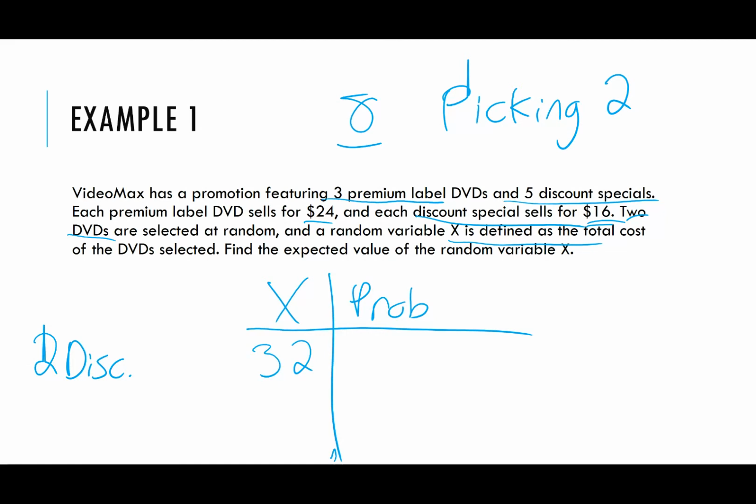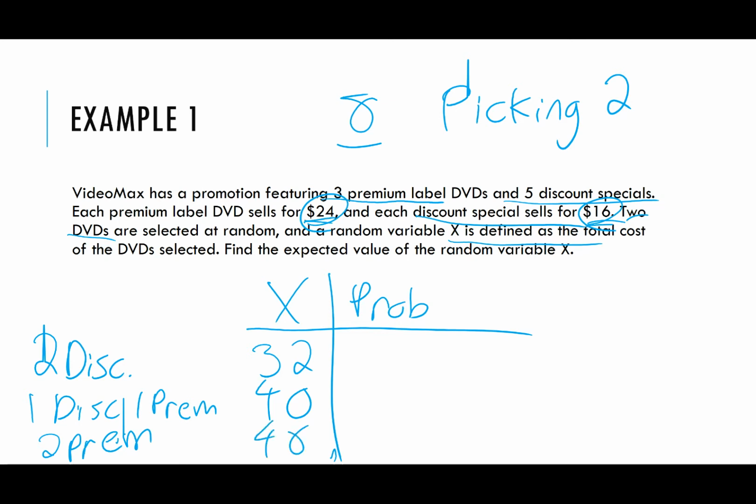Well, what are some other possibilities? Another possibility is I select 1 discount DVD and 1 premium DVD. Then I'm spending $24 and $16, which is a total of $40. And the only other outcome is where both DVDs I buy are premium. That means $24 and $24, which is a total of $48. So when I walk in and buy 2 DVDs, I'm either going to spend $32, $40, or $48, depending on which DVDs I picked.